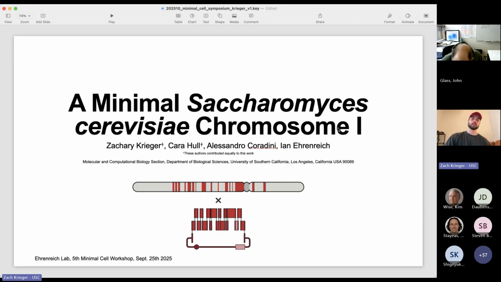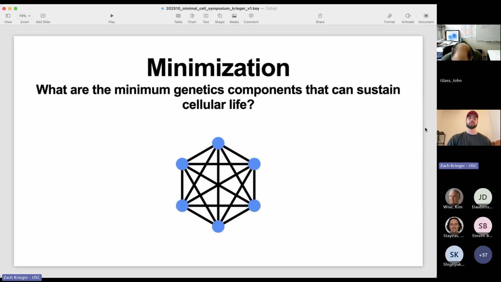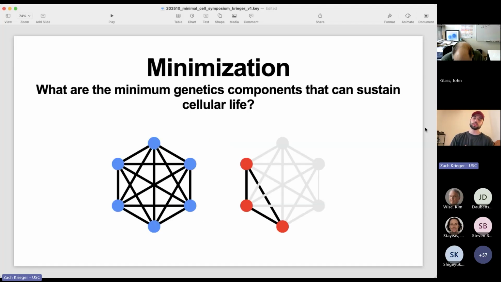This will be, of course, a refresher for everybody here, but minimization, basically, we're asking the question, what are the minimal genetic components that can sustain cellular life? And if we just think about a 6-gene organism that we know everything about, really we just want to get down to a point where we can't reduce the organism any further. That's the sort of basic definition of what a minimal genome might look like.